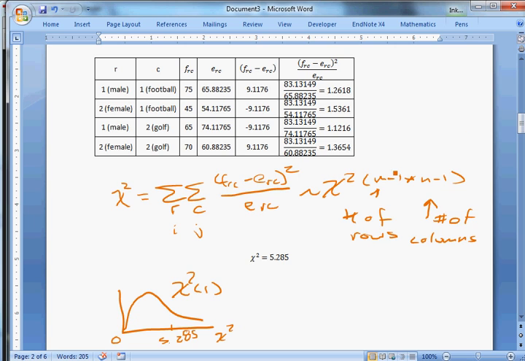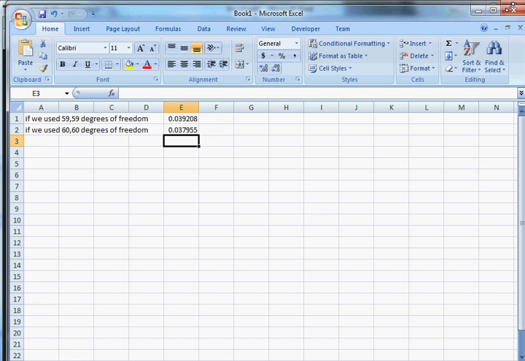Okay, so is this, oh, yes. Much like every goodness of fit test, what we're testing is to see if the differences are big. If they are big, we'll reject the null. If they're not big, we will not reject the null. And so it's always an upper tail test. Goodness of fit tests are always upper tail tests. So is this big? Is 5.285 big? Well, we need to go to our chi-squared table.